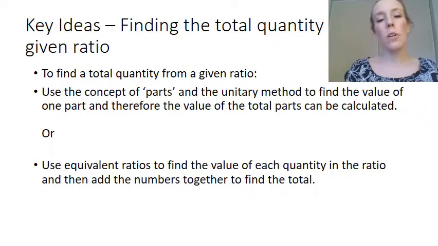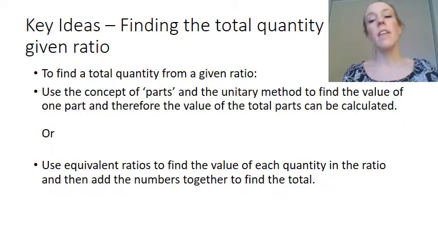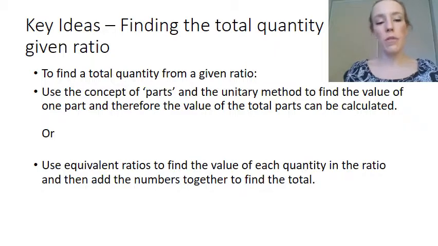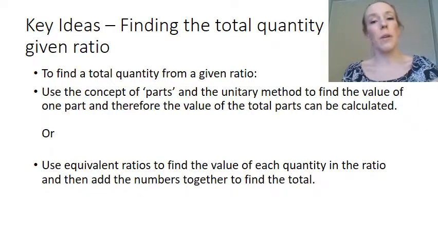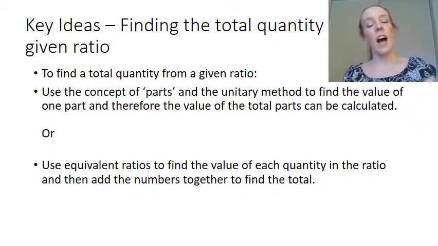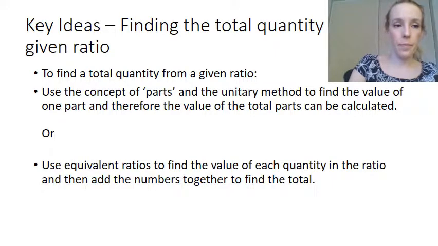So to find the total quantity from a given ratio, you can use the concepts of parts, so like the unitary method, to find the value of one part, and therefore, you can multiply the total number of parts. Or you can use equivalent ratios to find the value of each quantity in the ratio and then add the numbers together to find the total. So there's 2 different ways of doing it. Again, it's really up to you whichever way you prefer.